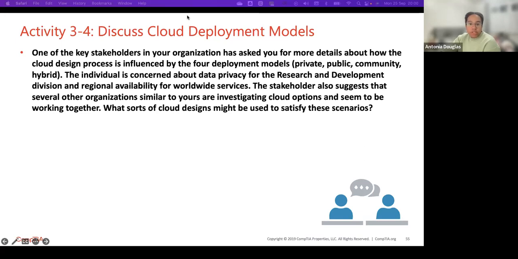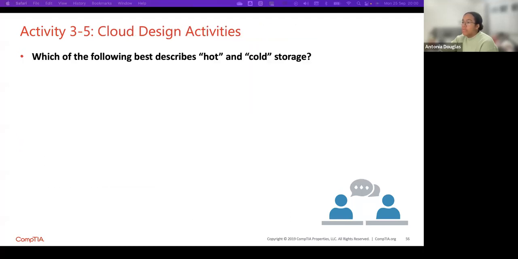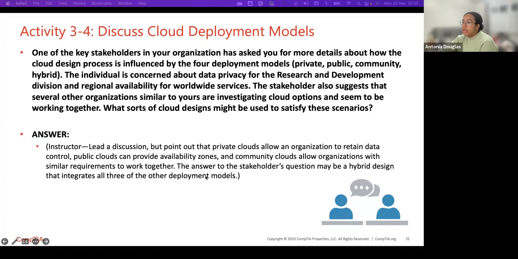Please head off if you need to. Please show the answer. Okay, sorry. So the stakeholder also suggests that... oh, sorry. That was the answer.